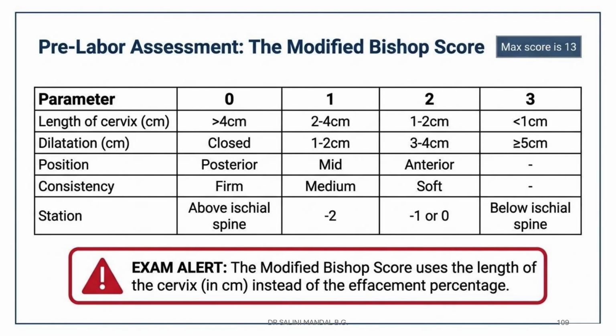Apart from that, there is the modified Bishop score, in which the maximum score is 13. Length of the cervix, if it is more than 4 cm, we have 0, 2 to 4 is 1, 1 to 2 is 2, and less than 1 is 3. Dilatation: closed, 1 to 2 cm, 3 to 4 cm, more than 5 cm. Position: posterior, mid, and anterior. Consistency, so basically we are going to assess the length of the cervix, dilatation, position, consistency, and station, and then count it up. If the maximum score is 13, that is quite a good one.